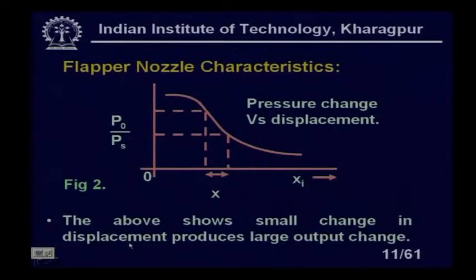The above shows a small change in the displacement. If you look at the graph, the plot, that means the slope, the above shows a small change in the displacement produces a large output change. Small change in the displacement produces a large output change.